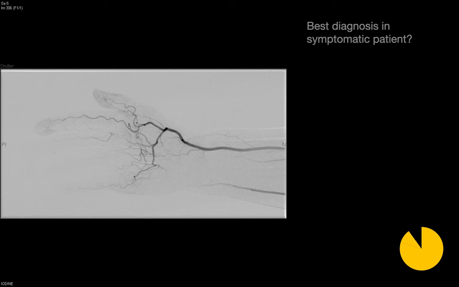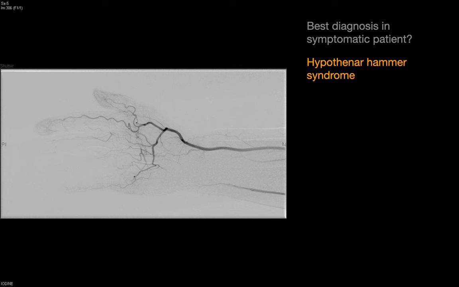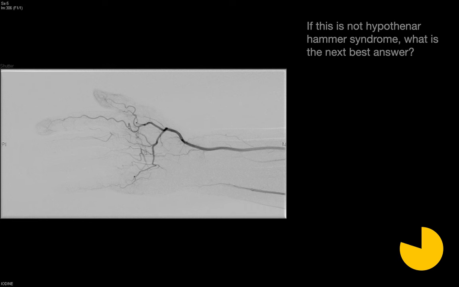What's your best diagnosis in this symptomatic patient? So we have occlusion of the ulnar artery segment overlying the hook of the hamate and pronounced underfilling of the digital arteries in an ulnar artery distribution, all typical findings of hypothenar hammer syndrome. However, if this weren't a hypothenar hammer syndrome case, what would your next best answer be?